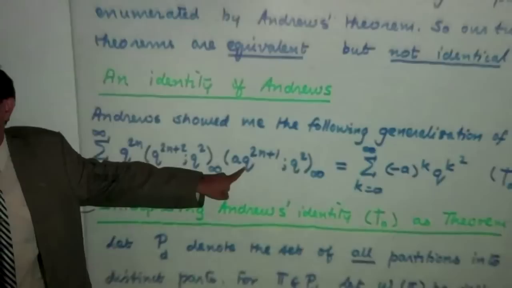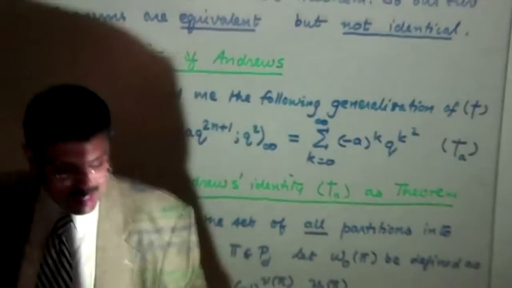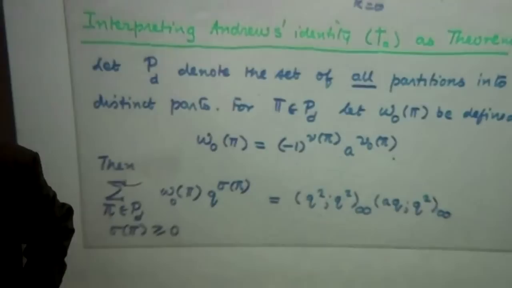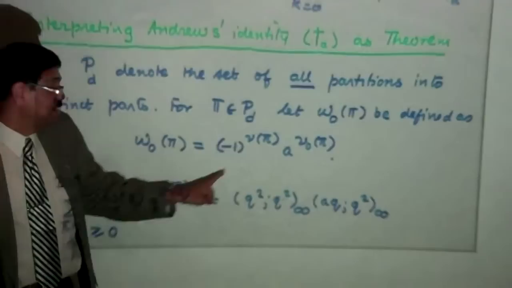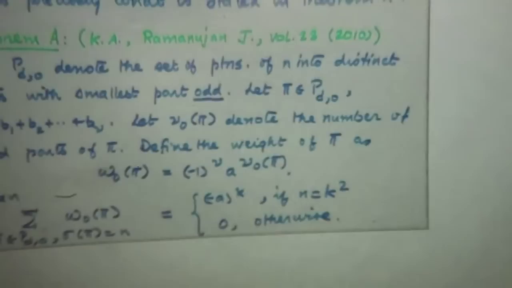But Andrews, being who he is, immediately came back and showed me a theorem with a parameter A. He said, "My identity holds with the parameter A, and I've got minus A to the K here." So now the question is, what does this mean? Let me tell you. Now we're going to interpret the Andrews theorem, a beautiful result with further weights. You take partitions of an integer n into distinct parts with smallest part odd. You put the weight a to the number of odd parts times minus 1 to the number of parts. You sum, and you get perfect cancellation except at the perfect squares, where you get this.